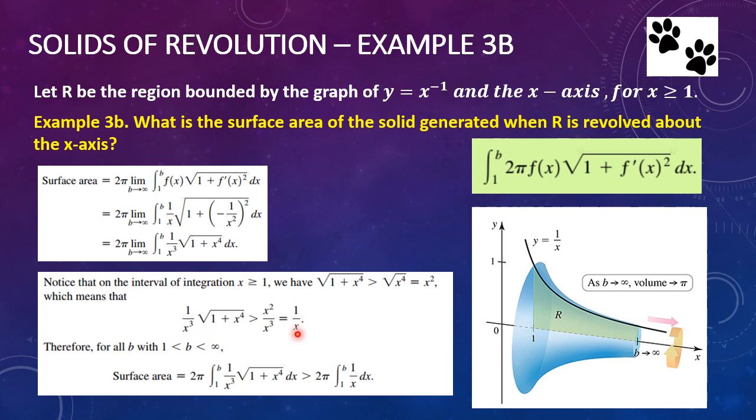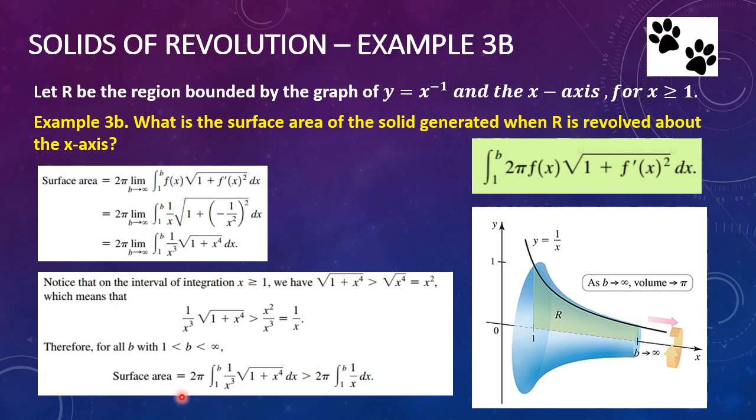Since we have all values of x greater than or equal to 1, we know that in every case when x is greater than or equal to 1, the square root of 1 plus x to the 4th is going to be greater than the square root of x to the 4th. I mean, that's just common knowledge. And of course the square root of x to the 4th is x squared. So we get that our integrand is always going to be greater than this simplified integrand of 1 over x.